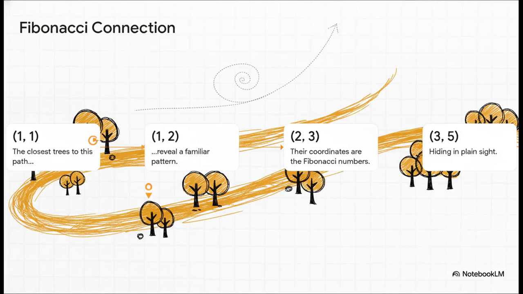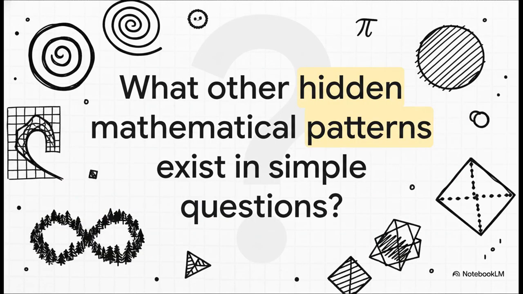And here's one last beautiful, mind-blowing connection. If you look at which trees get the closest to this golden path without being hit, as you move out from where you're standing, you see they have very familiar coordinates. First, 1, 1, then 1, 2, then 2, 3, then 3, 5, 5, 8. Are you seeing it? Those are the Fibonacci numbers, hiding in plain sight right there in the structure of our invisible forest.